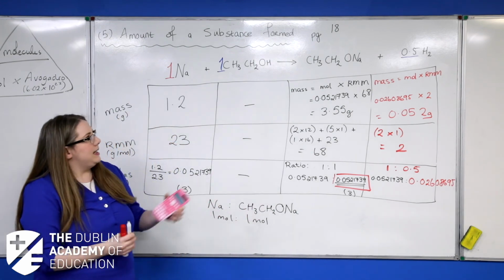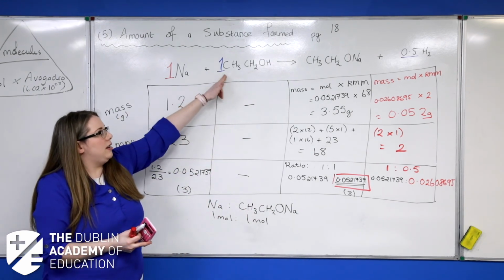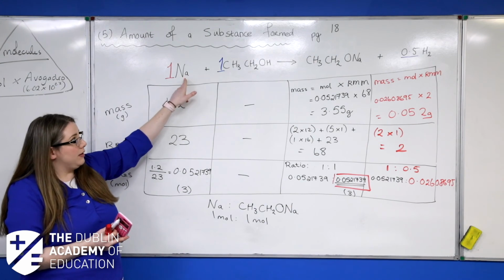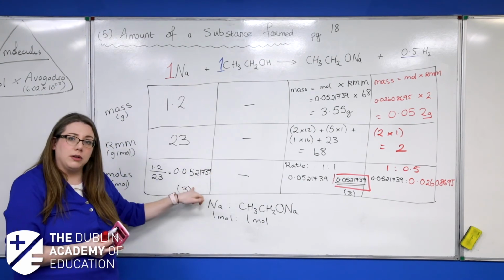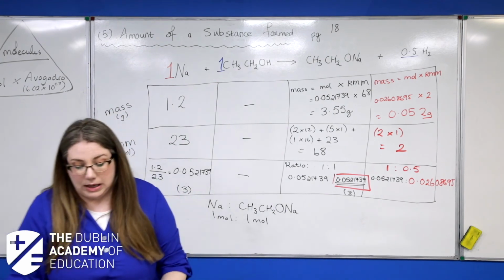If I wanted to be pedantic and work out the number of moles of ethanol needed to react with that number of moles of sodium, you can also work that out here by comparing the ratio of the number of moles. Right, let's do way more of these.